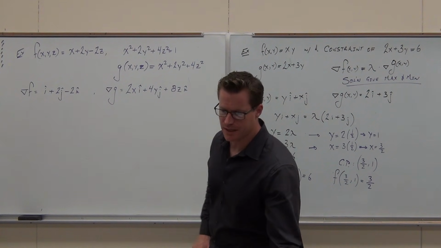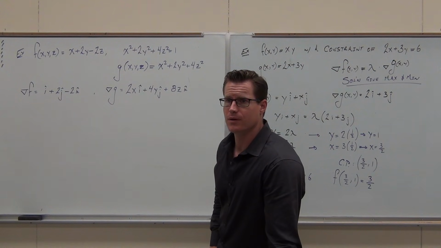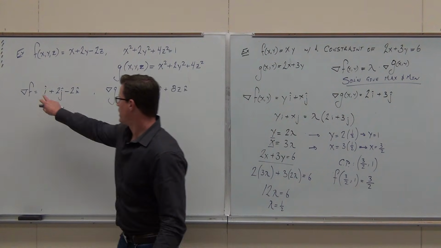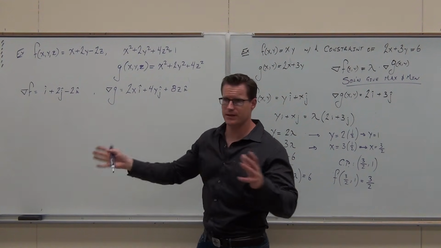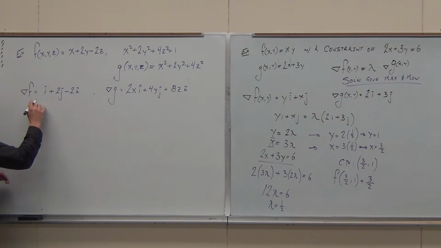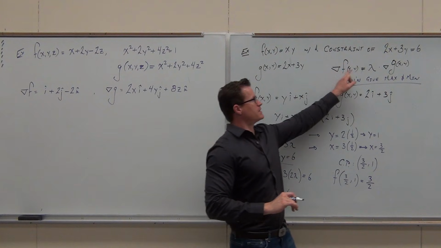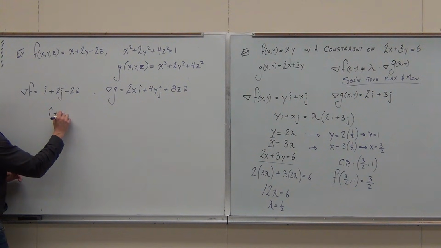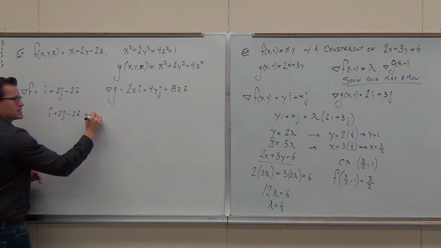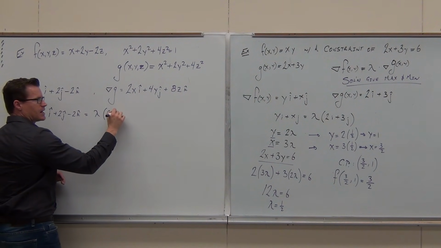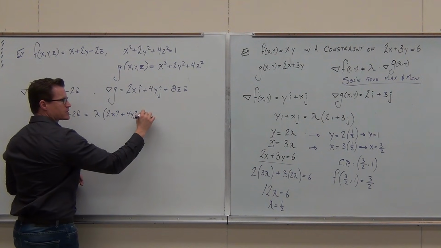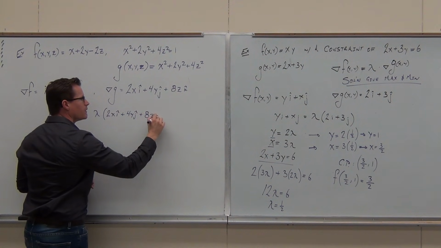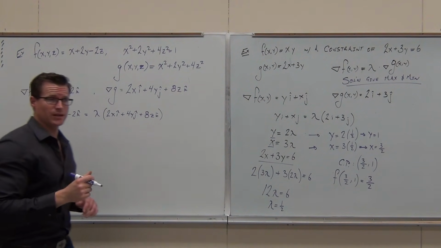Let's double check our gradients here. Did you guys get the same gradients that I got? Yeah or no? Okay, so if you want to do a shortcut right now and just go x coordinate, lambda times x component, that's fine. If you really need to build it out and go, well, I know that the gradient is equal to lambda times the other gradient, that's fine too. So we'd have i plus 2j minus 2k is equal to lambda times 2xi plus 4yj plus 8zk. If you want to build it out like that, that's absolutely fine.